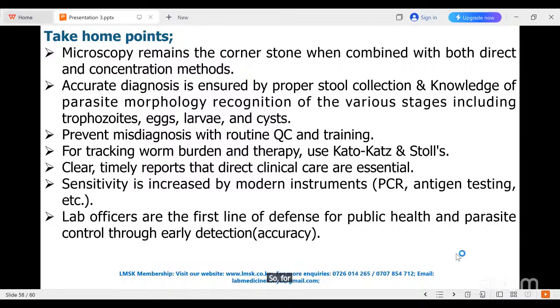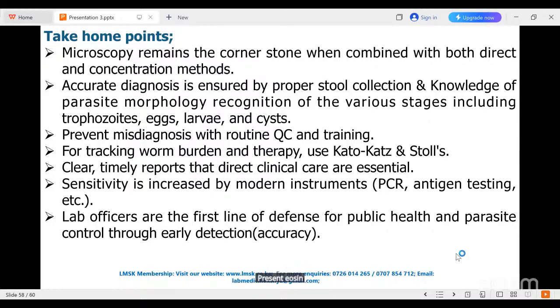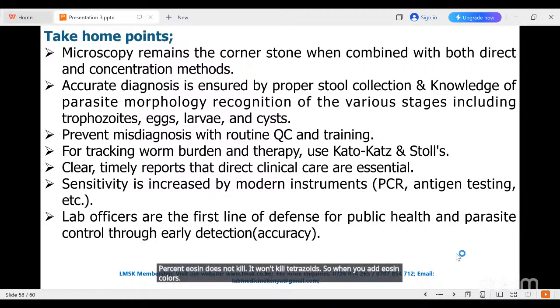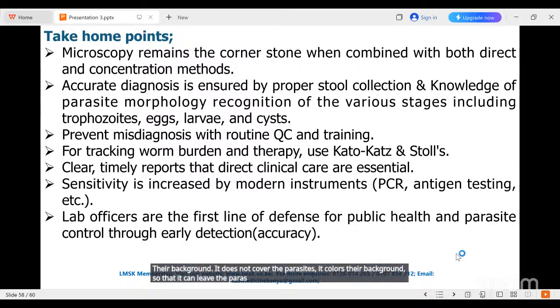So for you to see cilia or flagella, we encourage you to use 0.5% eosin. You can add eosin, 0.1 to 0.5%. Eosin does not kill the trophozoites. When you add eosin, it colors the background, it does not color the parasites. It colors the background so that it can leave the parasites unstained. Then you can make a distinction.